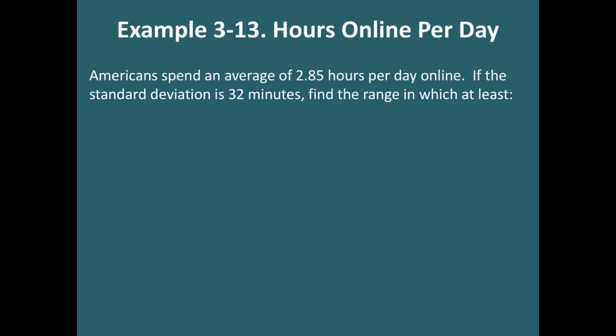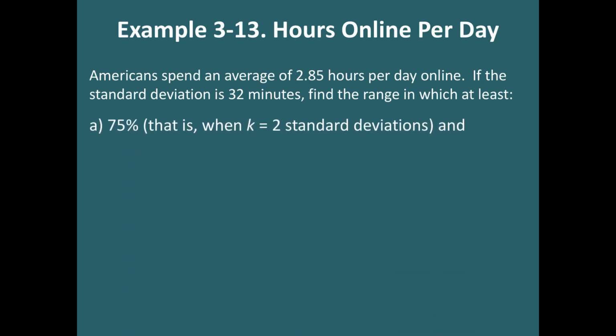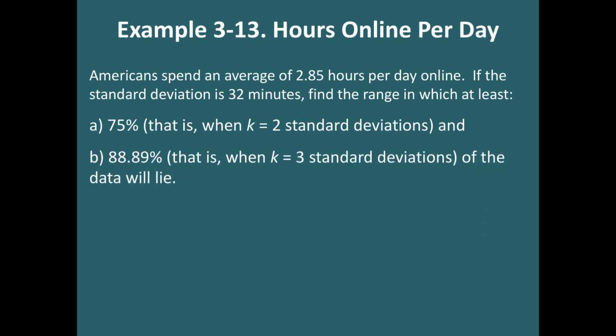Let's try an example. Americans spend on average 2.85 hours per day online. If the standard deviation is 32 minutes, find the range in which at least 75%, that is when k equals 2 standard deviations, and also 88.89%, that is when k is 3 standard deviations from the data, will lie.